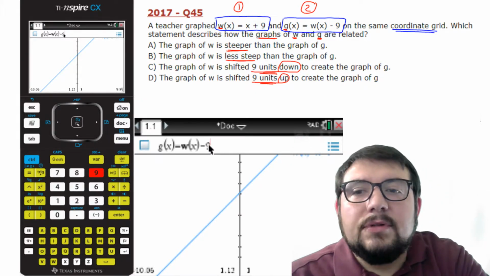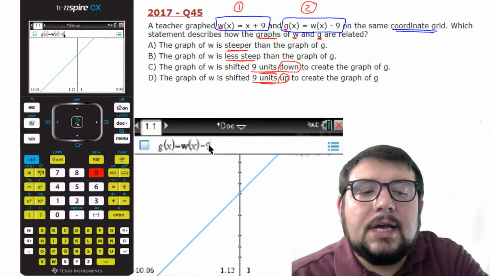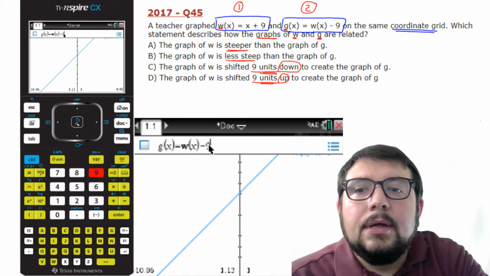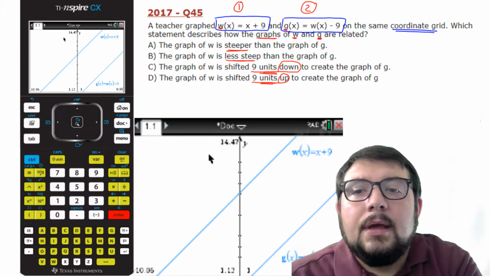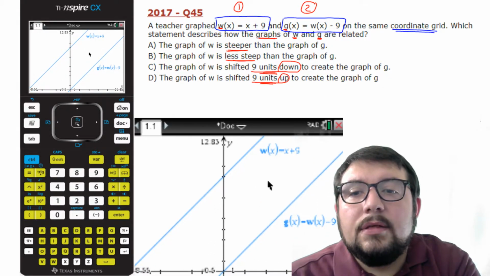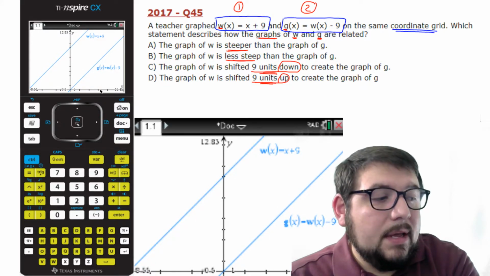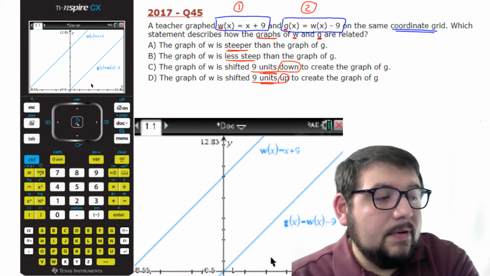Now the calculator will understand because you already graphed W parentheses X. That was your first graph. So the calculator will understand what you just typed if you're using the TI-Nspire. So press enter. And there you go. Look at that. Okay, the graph of W transforms into the graph of G. So this is W up here, the top graph, and now it's going to become the graph of G.